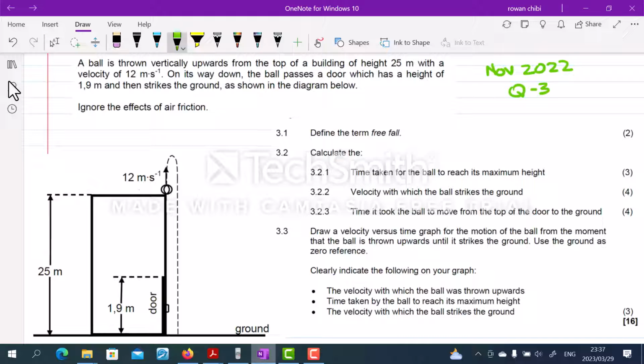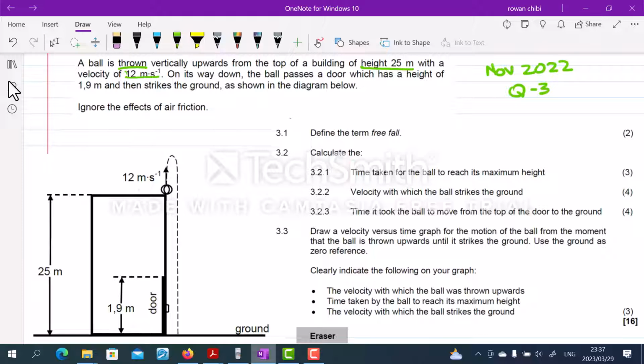So now we are doing question 3. The statement says a ball is thrown. That's a very important word: thrown. The ball is thrown, so that means there is an initial velocity. It's thrown vertically upwards from the top of a building of a height 25 meters. This is the height of the building, and then the velocity of 12 meters per second. So the initial velocity is 12 meters per second.